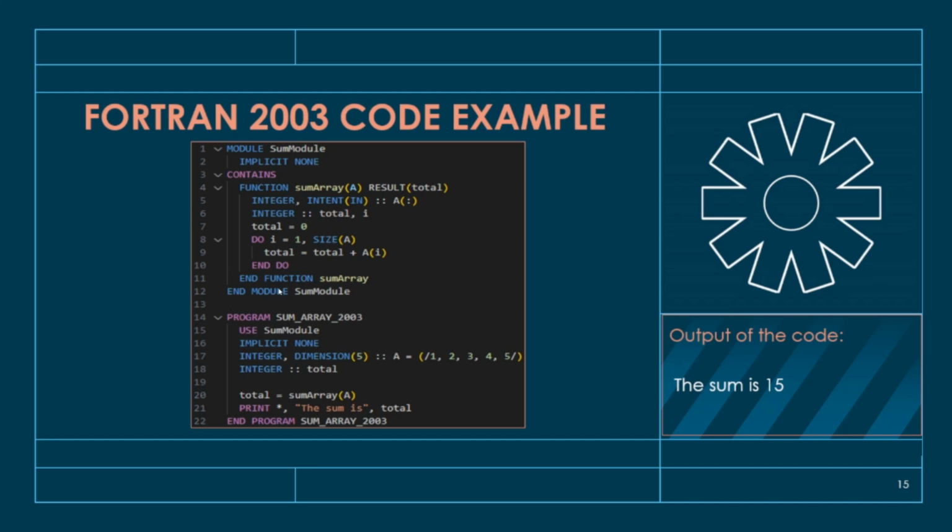Now for the program itself, we're using the sum module. This is like importing. We're importing this module like we would import into Java. Here's the array. Declaring the total again. Total equals the sum array, A, and then it's going to print out the same thing. The sum is 15. It is then going to end the program.